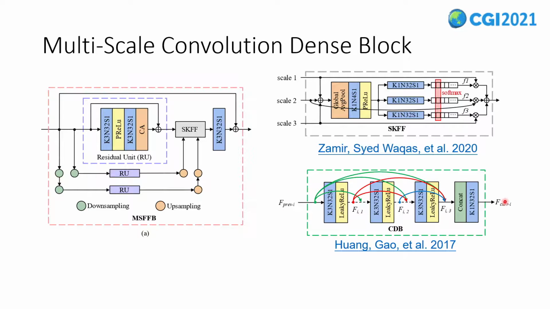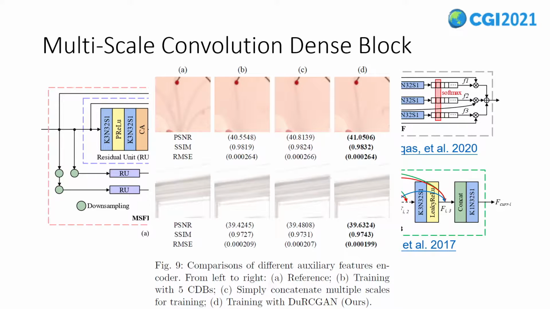The multi-scale feature fusion blocks use the multi-scale design. We have 3 scales. In each scale, we have 2 convolution layers and a channel attention module. After the 3 scales, there is a selective feature fusion called SKFF to fuse the 3 scales. The multi-scale design can restore more information than single scale, and the SKFF can produce better results than simply concatenating the 3 scales.